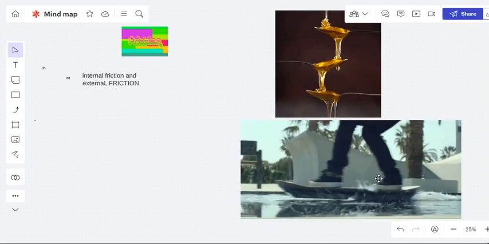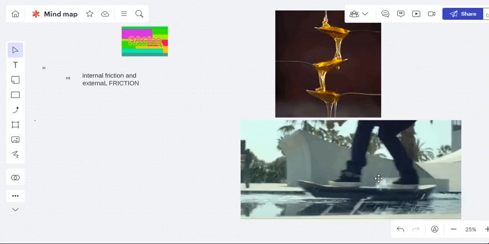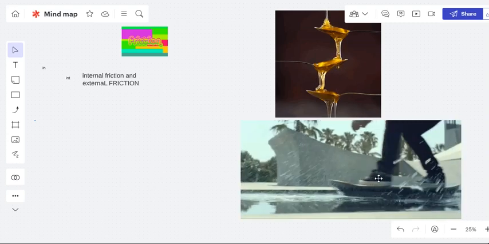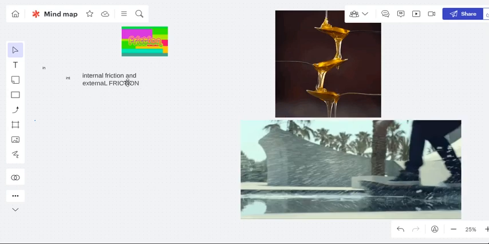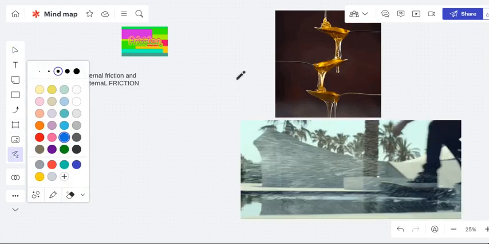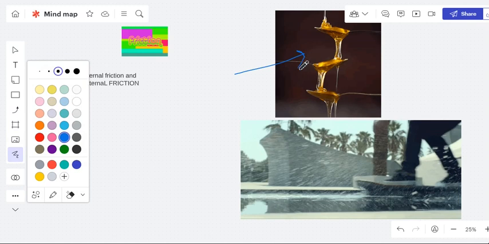So now I will discuss the frictions here. Basically there are two types of friction, internal friction and external friction. What is internal and external friction? What is internal friction? First of all, a liquid is an example of internal friction that we discuss in liquid mechanics, right?